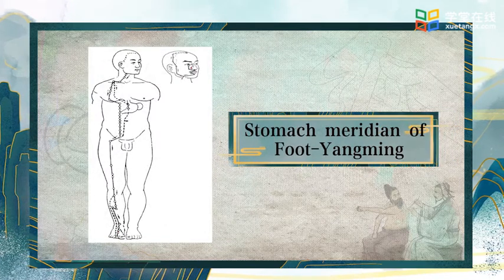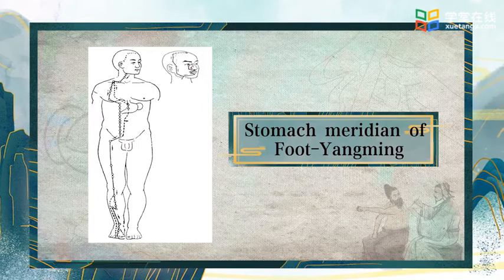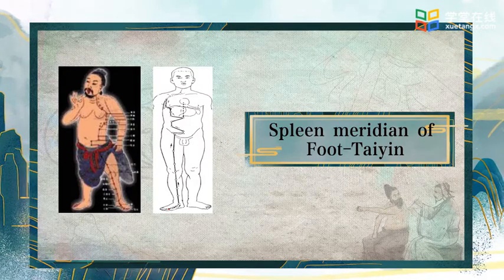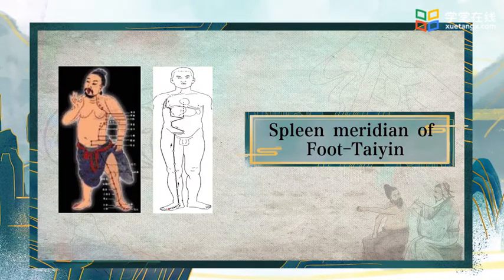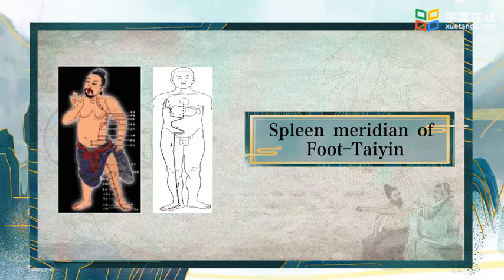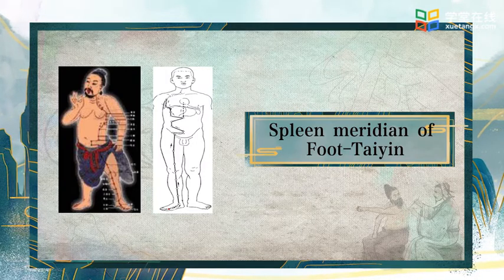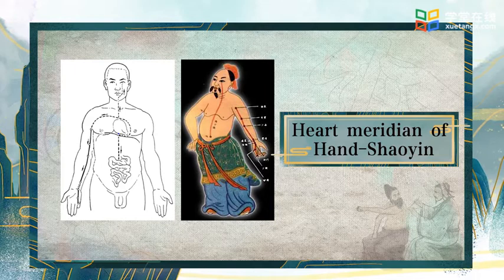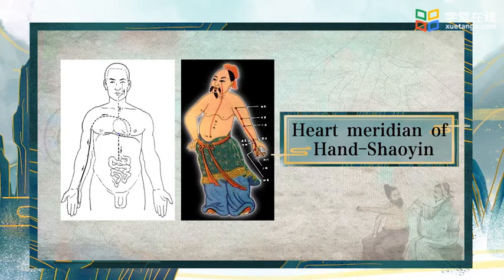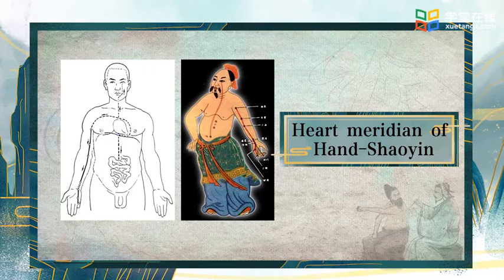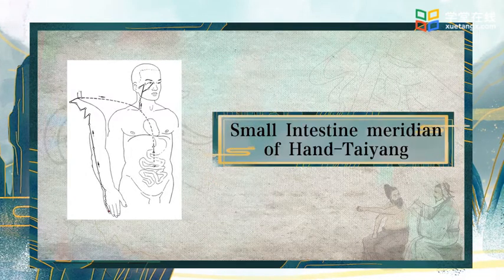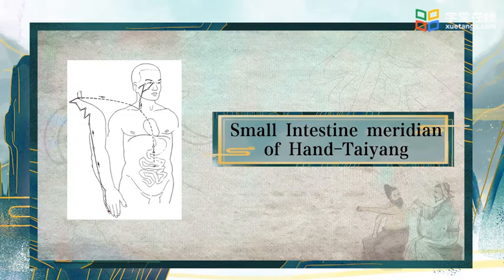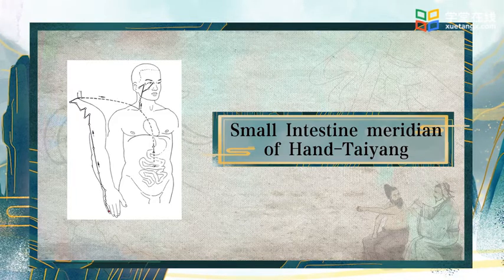Stomach meridian of foot, Yang Ming, mainly distributes on the anterior aspect of the lower limbs. Spleen meridian of foot, Tai Yin, chiefly occupies the anterior aspect of the inner surface of the lower limbs, except the lower part of the shank. Heart meridian of hand, Shao Yin, mainly runs along the posterior aspect of the inner surface of the upper limbs. Small intestine meridian of hand, Tai Yang, chiefly occupies the posterior aspect of the outer surface of the upper limbs.